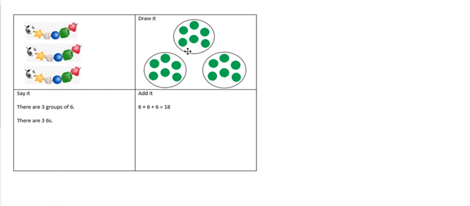So if we draw it, we've got 3 equal groups and we've got 1, 2, 3, 4, 5, 6 in each group. If we say it, there are 3 groups of 6 or there are 3 sixes. And if we add it, we've got 6 add 6 add 6, which is 18. Well done if you got that one correct.